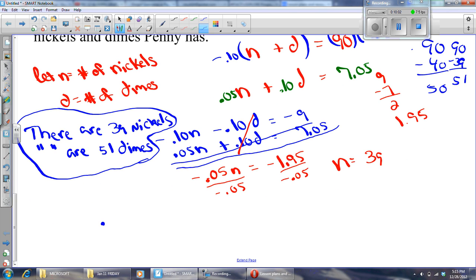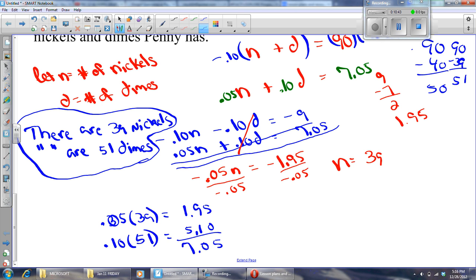You could multiply 0.05 times 39, and you could do 0.10 times 51, get those two values and add them together, and they should end up being, how much is it? $7.05. 0.05 times 39 is $1.95, and this is going to be 5.10, and then when I add together I get a 5, a 0, and a 7, and there we go, the 705, and that's just the check.